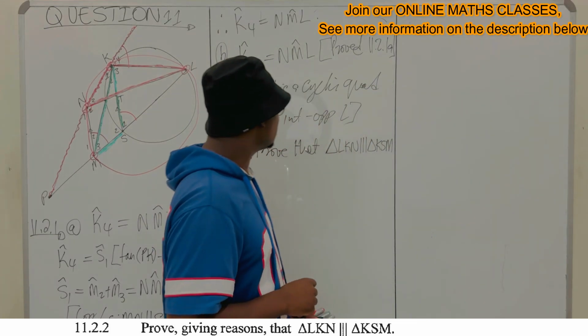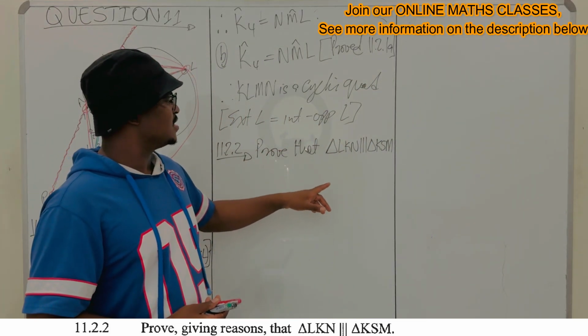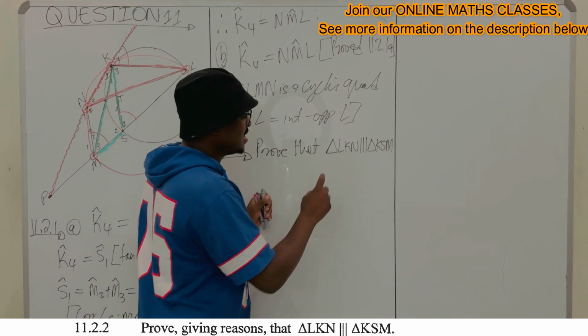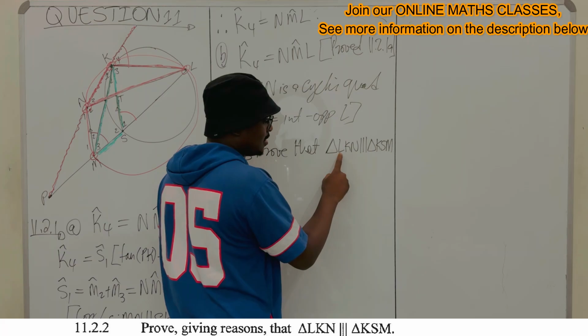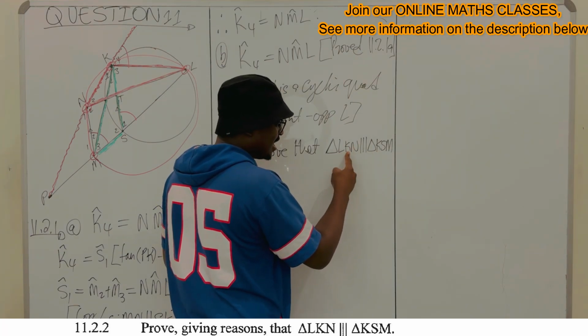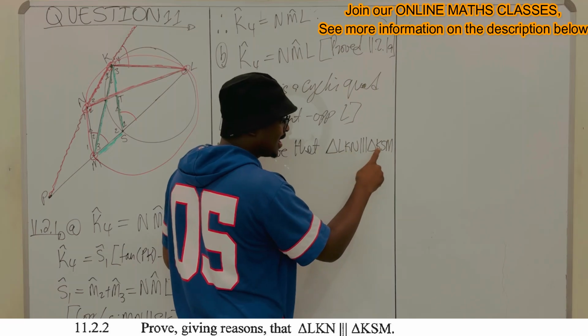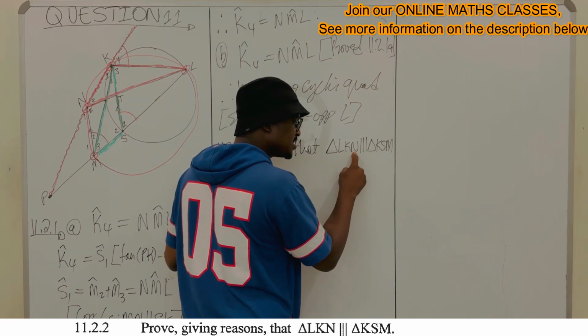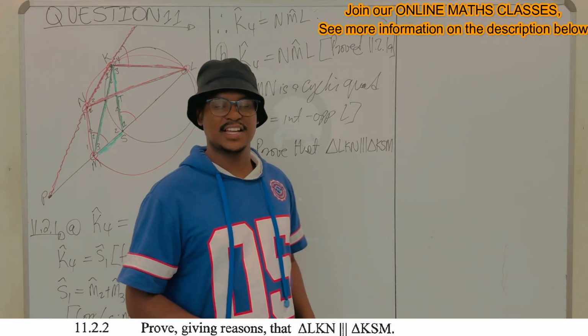So in this case, if we want to show that this triangle is similar to this one, what that means is that angle L of this first triangle is equal to angle K of the second triangle. Angle K of the first triangle is equal to angle S of the second triangle, and angle N of the first triangle is equal to angle M of the second triangle.